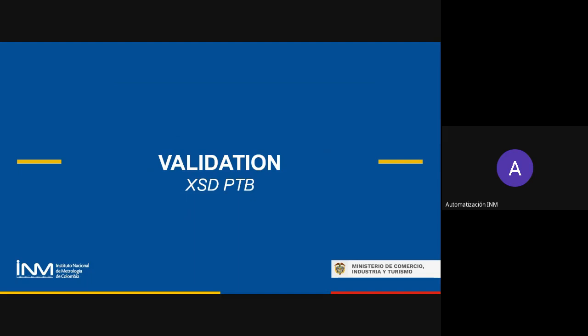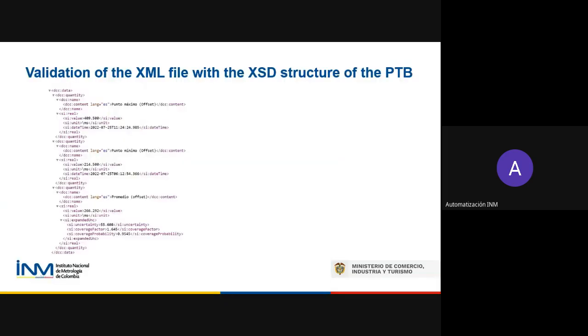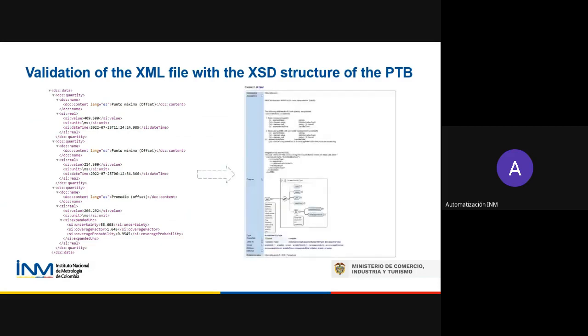And finally, this XML file is validated against the XSD schema proposed by the PTB. This structure has labels with the connection links to the web page that contains the XSD of the PTB. In this case, this DCC is made according to the minimum mandatory parameters proposed by the PTB structure and is validated before generating the XML file.